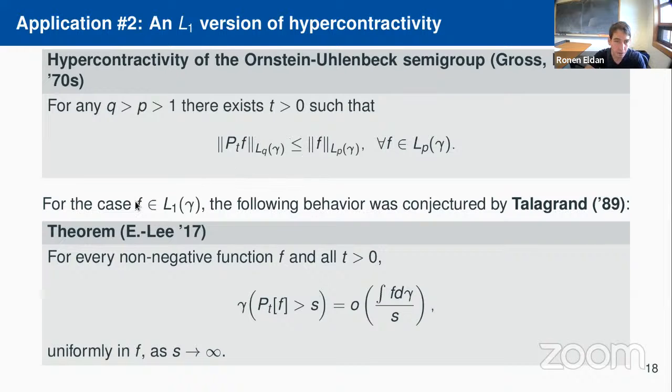Now, for functions in L1, no quantitative smoothing effect was known, and it was conjectured by Talagrand that if you have a function in L1, then after applying Pt, it will satisfy an improved weak L1 inequality. So without this little o here, it's just the usual Markov inequality. But if you smooth it out a bit, you already get some little o, which is some kind of quantitative improvement.